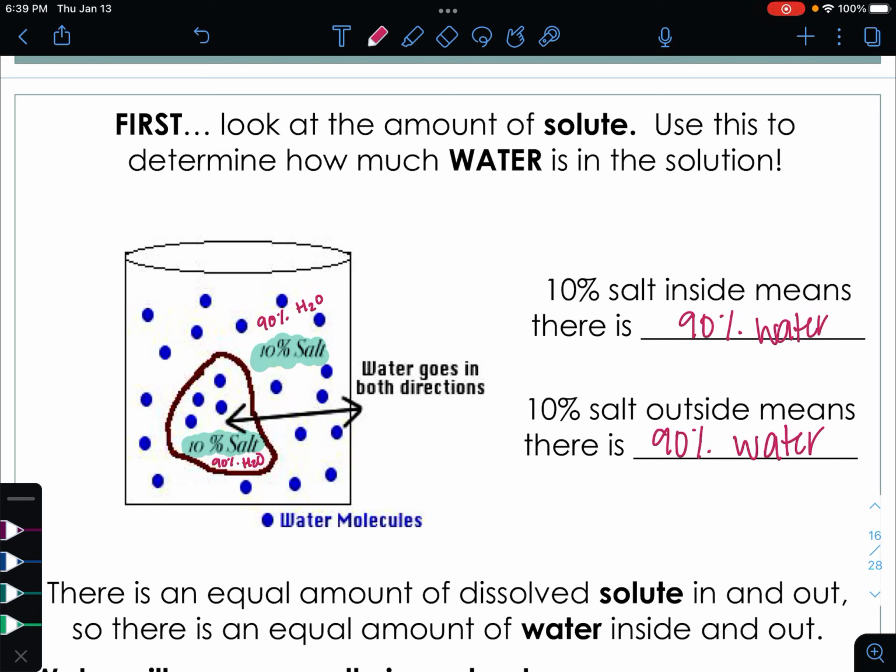So clearly this solution is going to be isotonic because our percentages of water are the same. Water is going to move in both directions. And this example is at equilibrium.